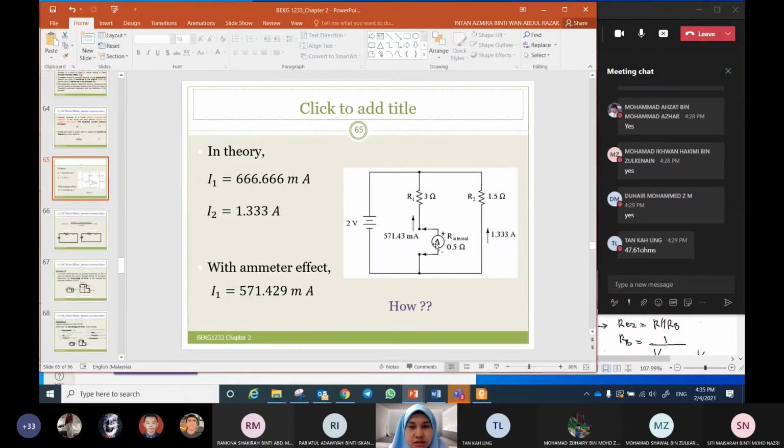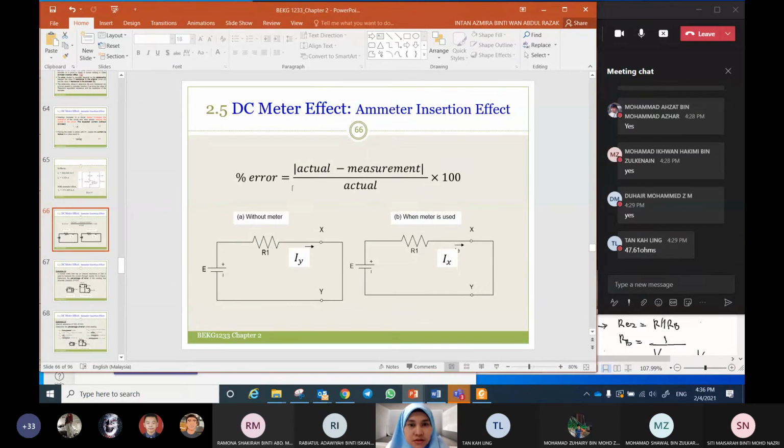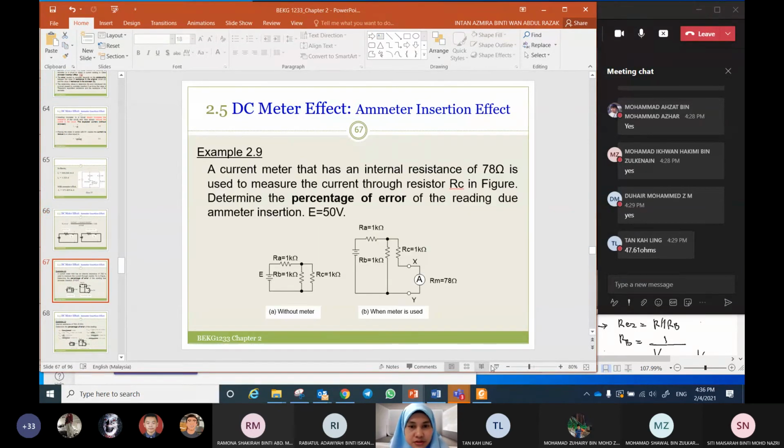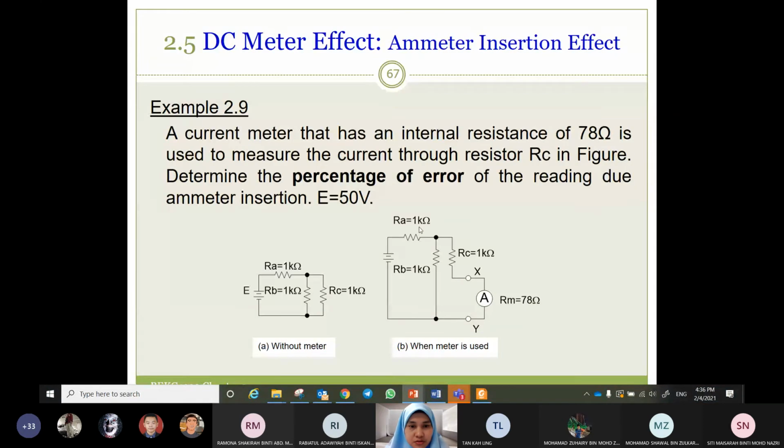So with the ammeter connected to the circuit, because of the measurement, we might get a lower current. 571 is lower than 666 because of the internal resistance of the ammeter. This is how to calculate the error. So this is an example.